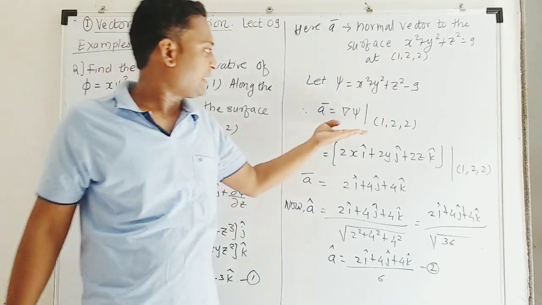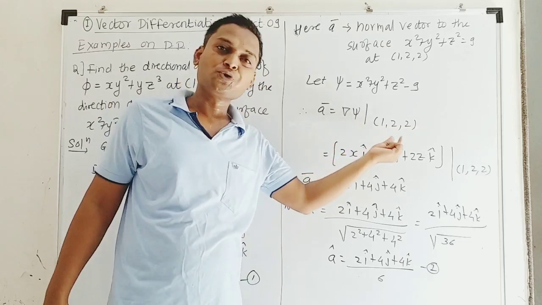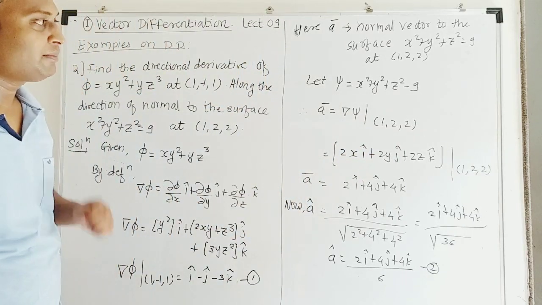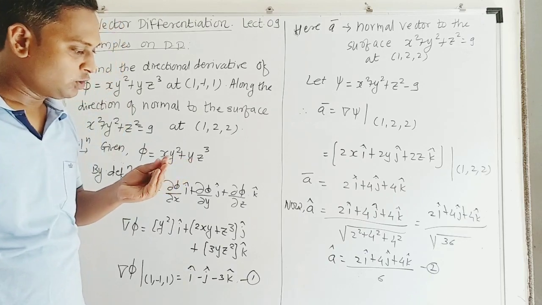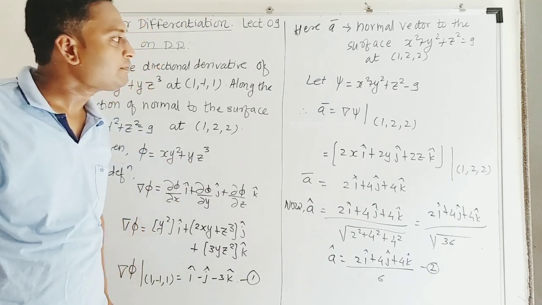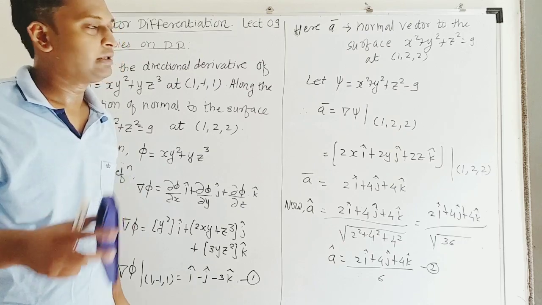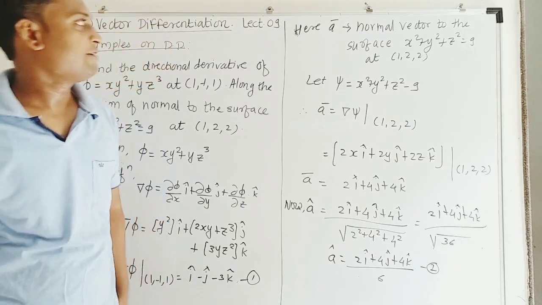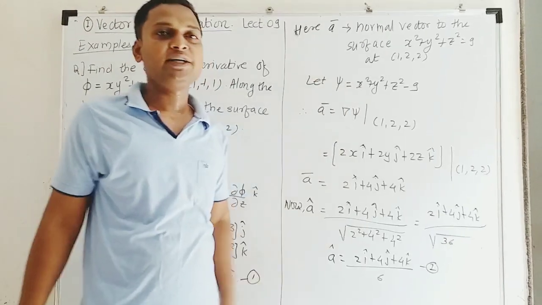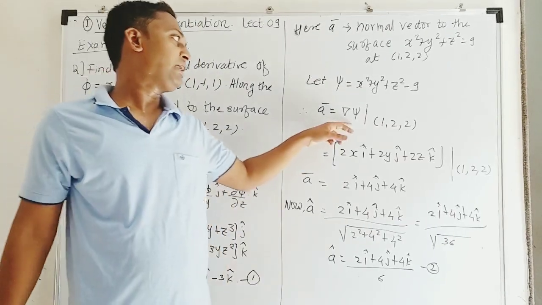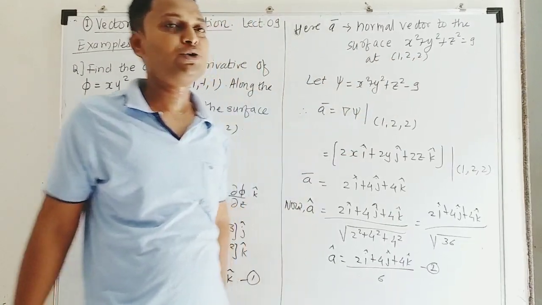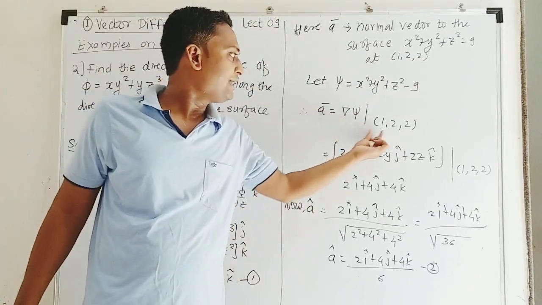So that can be written mathematically as del psi at (1, 2, 2). Because we know that the geometrical meaning of the gradient is the normal to the surface. Whenever we calculate the gradient, we get the normal to that particular surface. So for this surface, if you want to find the normal vector, you need to calculate the gradient of that surface, and we are going to calculate that normal vector at this particular point (1, 2, 2). So it is del psi at (1, 2, 2).